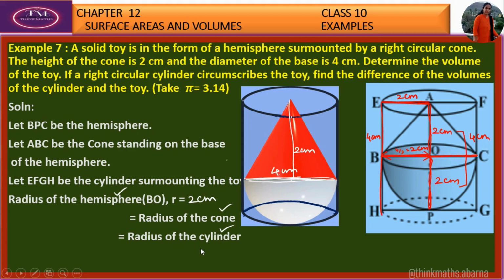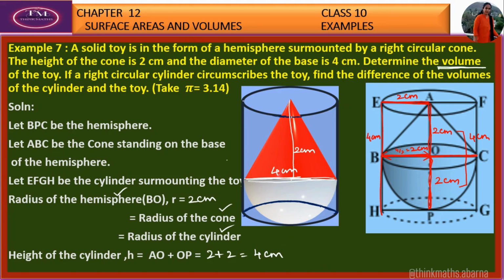Now what did we find? The height of the cylinder is nothing but AO plus OP, which is 2 plus 2, equal to 4 centimeter. So these are the data we found. The first step is we have to find out the volume of the toy. So this is the toy. The volume of the toy is nothing but the volume of the cone plus the volume of the hemisphere. So let us do that on the next page.